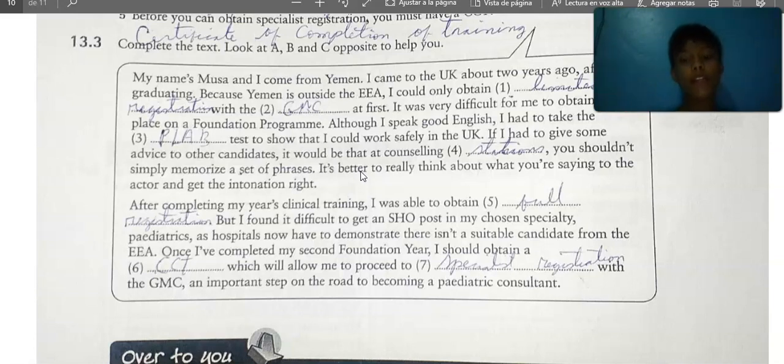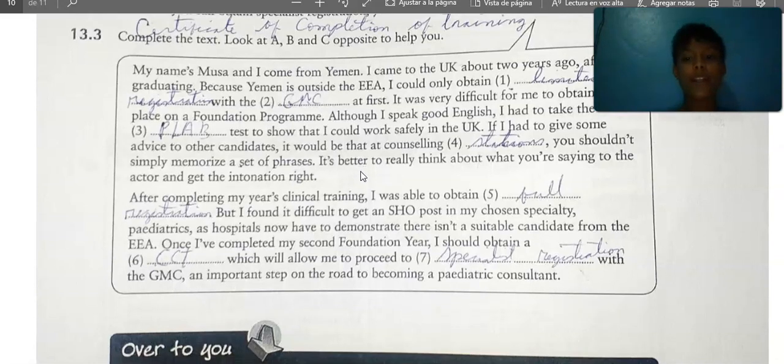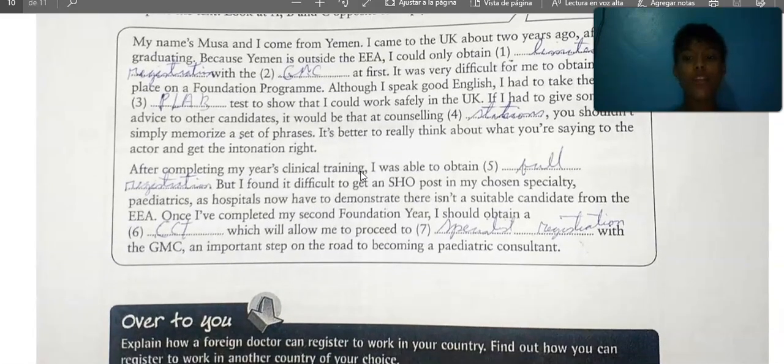Although I speak good English, I had to take the PLAB test to show that I could work safely in the UK. If I had to give some advice to other candidates, it would be that at counseling stations, you shouldn't simply memorize a set of phrases. It's better to really think about what you're saying to the actor and get the intonation right.